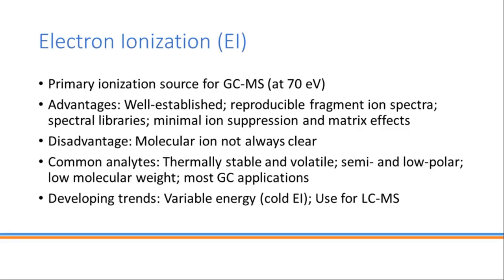There are developing trends toward what are considered cold EI sources, where you can tune this electron energy to see both fragmentation that can match library spectra and also the molecular ion. So that's a more recent development in electron ionization. And there are people who are actively and successfully starting to use this for combining even LC with MS. Again, the principal motivation for doing that is to be able to now have some mass spectral libraries for LCMS type experiments.